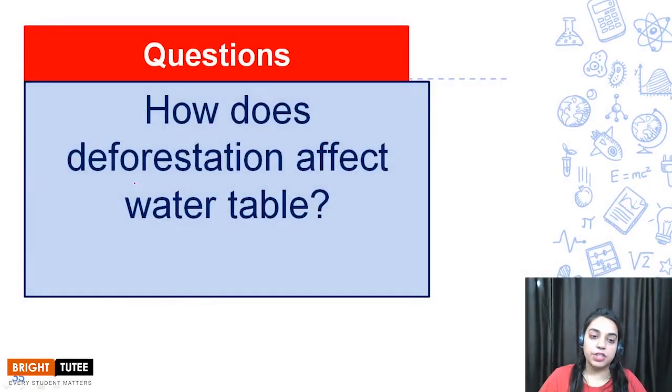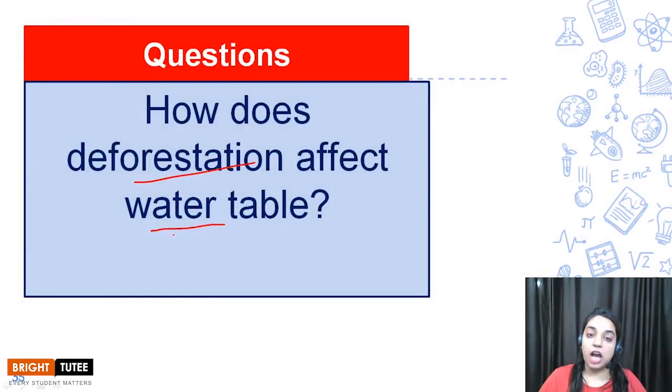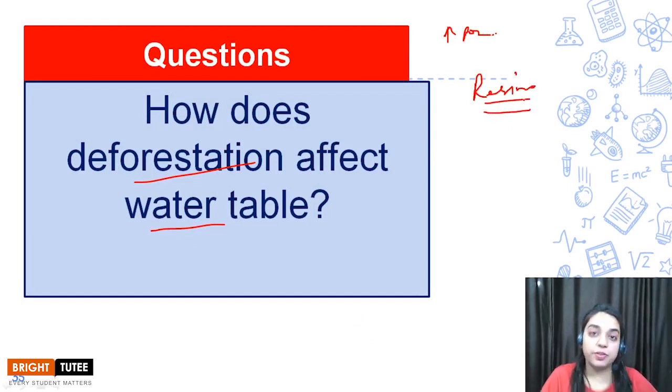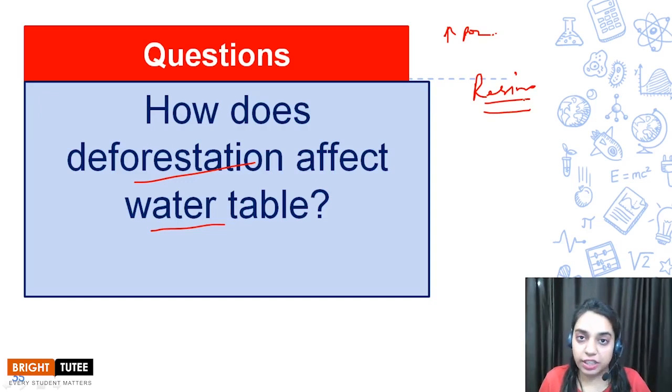Okay, so let's move to the next question. How does deforestation affect the water table? So children, why do we have to do deforestation? Because with the increasing population, we will require more residential areas and more industries, due to which we will be replacing most of the ground surface with pakka floor or the concrete floor, which will not allow the rainwater to seep through it, and as a result the groundwater will not be replenished.